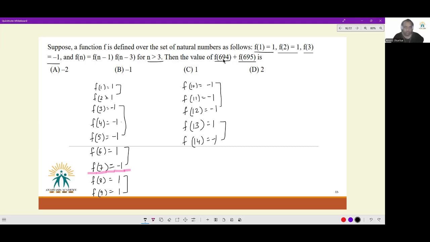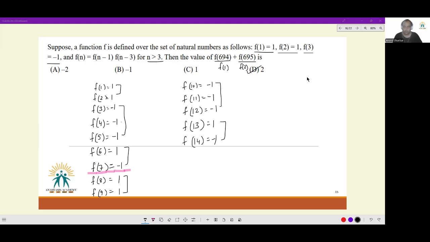So when I'm looking for f of 694 and f of 695, I'm really looking for their remainders with 7. So f of 694, 630 gone, so 64 left. This is as good as f1 and f2. f1 and f2 are 1 and 1. So the answer to this question will be option D, 2.